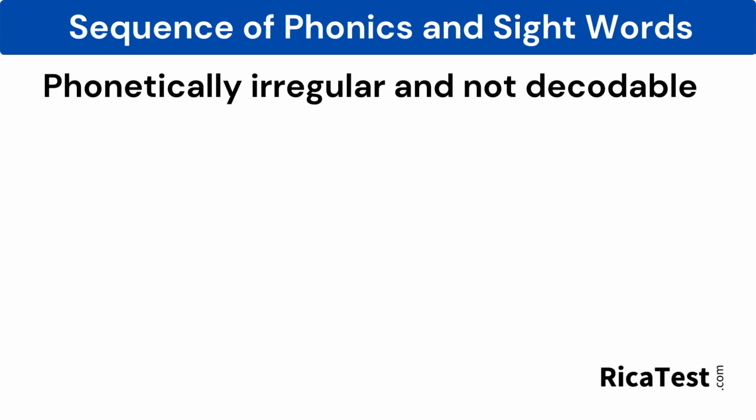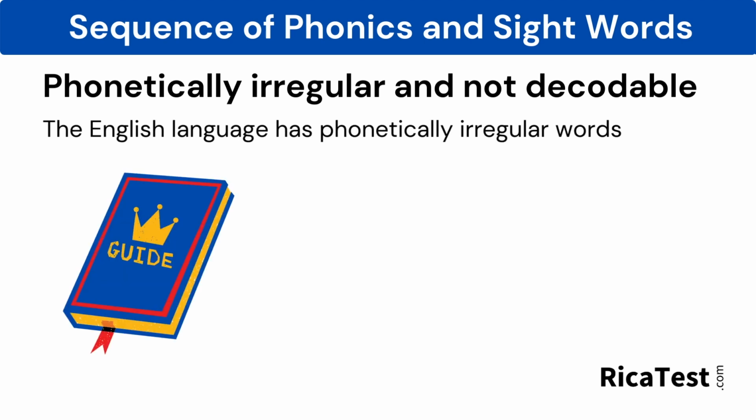Moving on to the next sequence of teaching phonics and sight words, we have why some words are phonetically irregular and some are never decodable. The English language has phonetically irregular words, which do not follow the general rules that work for most of the time. Common examples include of, the, and was.